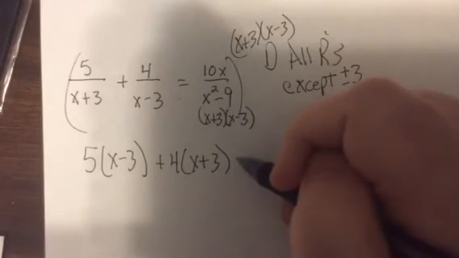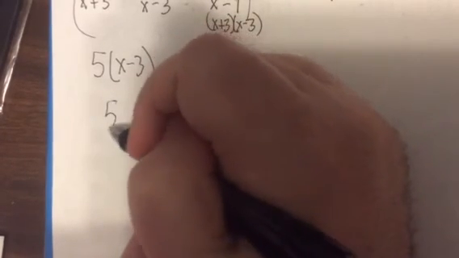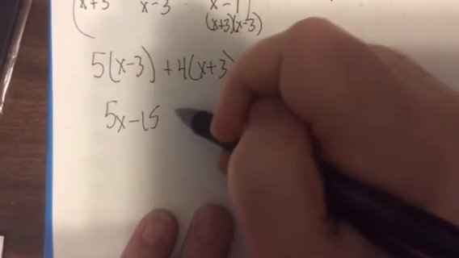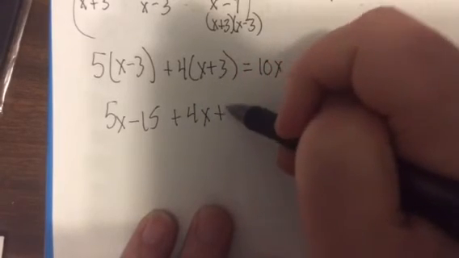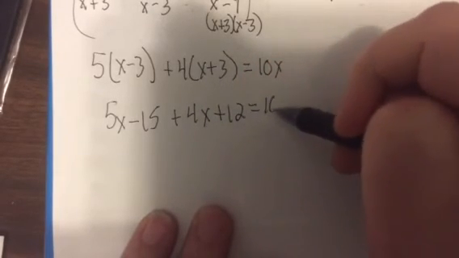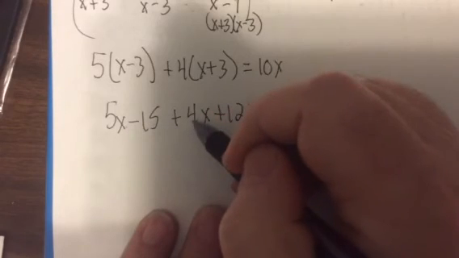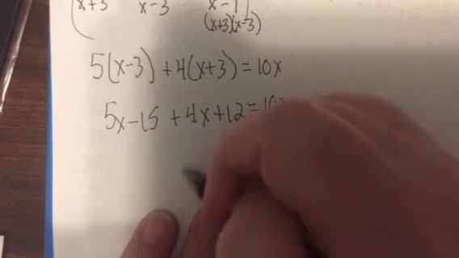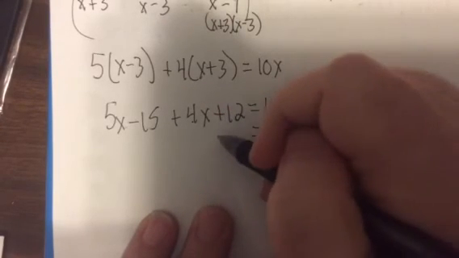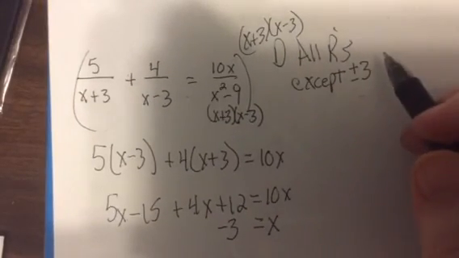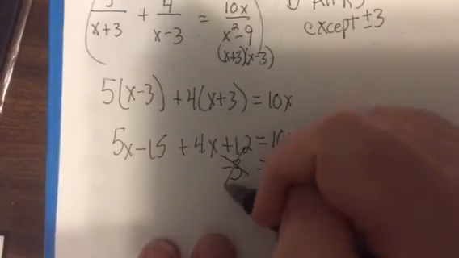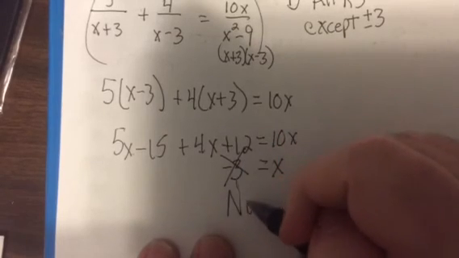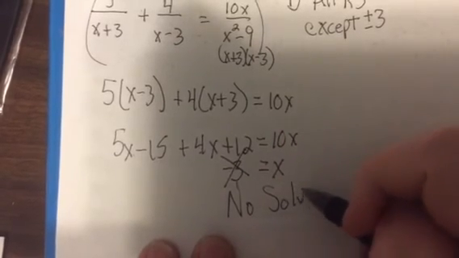And here everything cancels, so it's just 10x. Let's bring it up here. So 5x minus 15 plus 4x plus 12 equals 10x. 5x and 4x is 9x. Let's subtract it. So that'd be x. Then minus 15 plus 12 is minus 3. Oh no, it says we can't use negative 3, so kabammy, kaboomy, kabowie. No solutions.